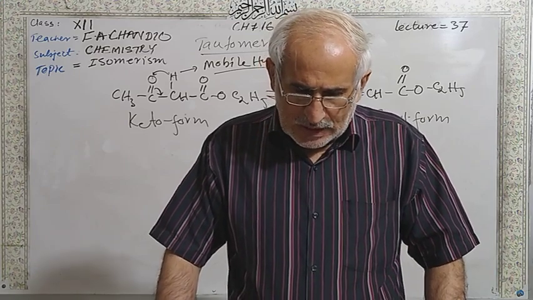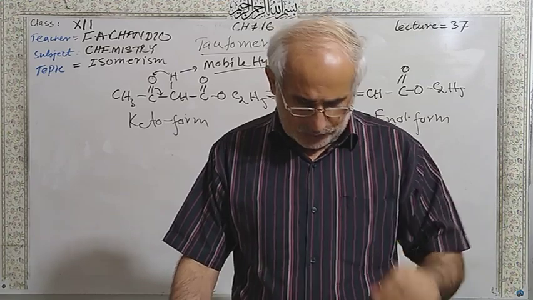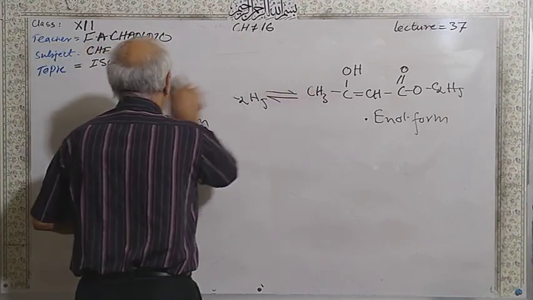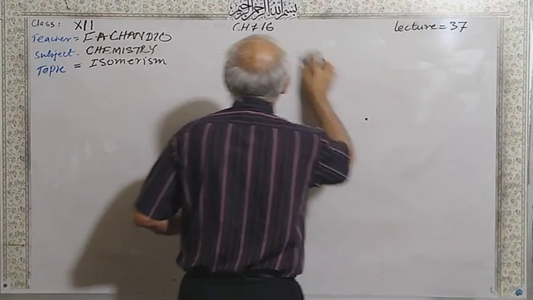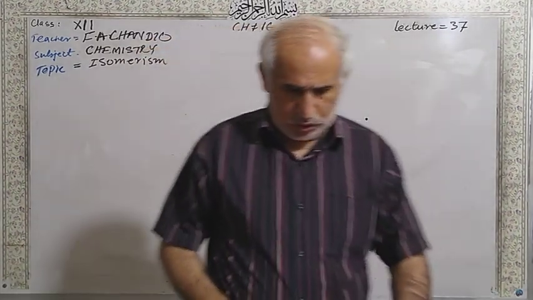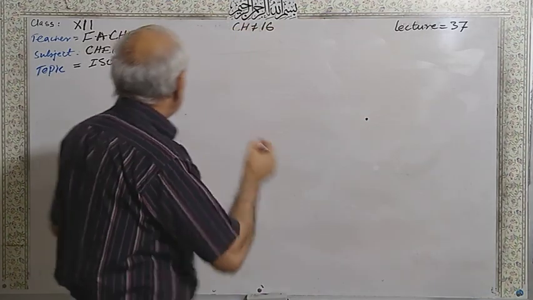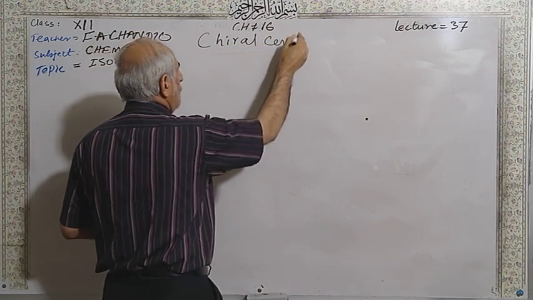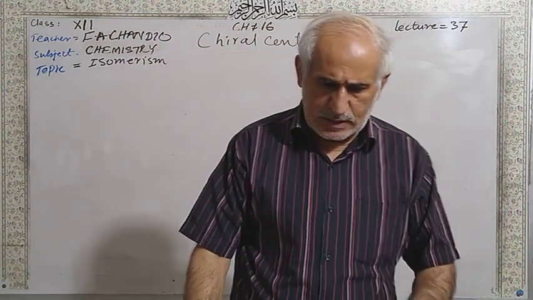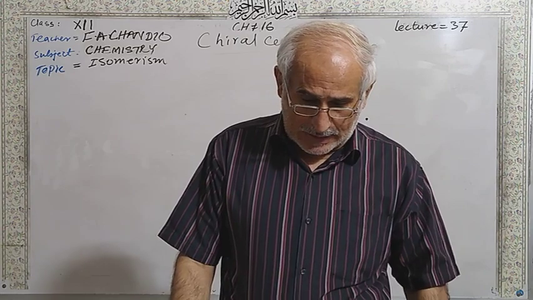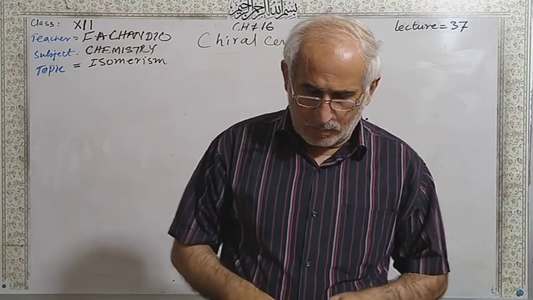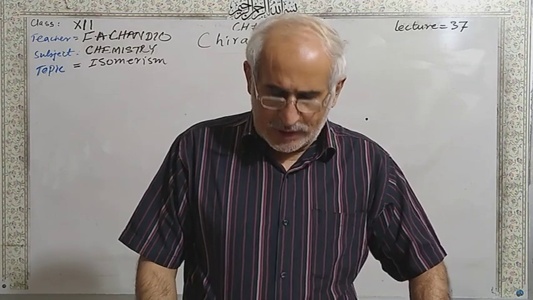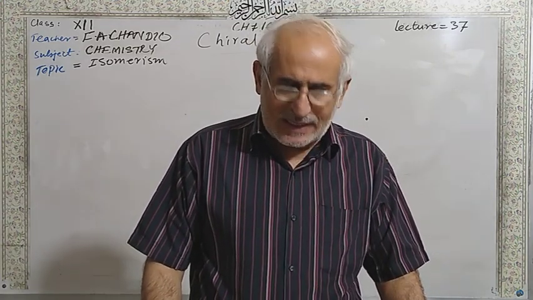Before we start stereoisomerism, cis-trans isomerism or optical isomerism, there are some very important terms we have to explain. Number one is called chiral center.